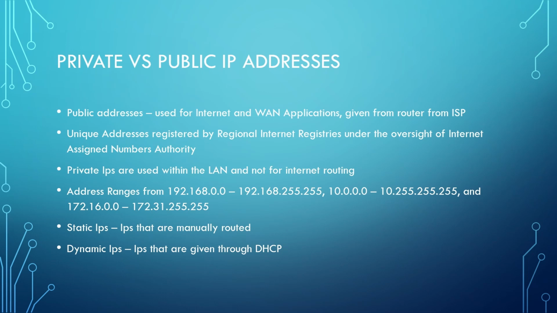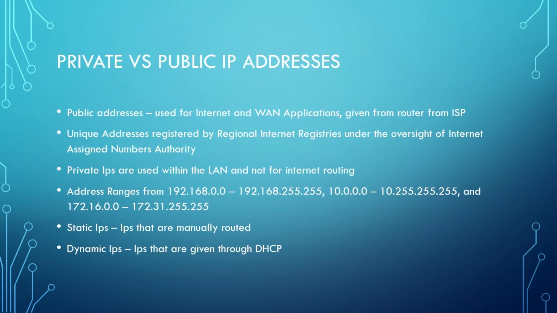Another element to keep in mind are private and public IP addresses. Public addresses are used for WAN and Internet applications, given from the router from your Internet service provider. Private IPs are used within the local area network and not used for Internet routing. This would be for, let's say, a printer or other such appliance.